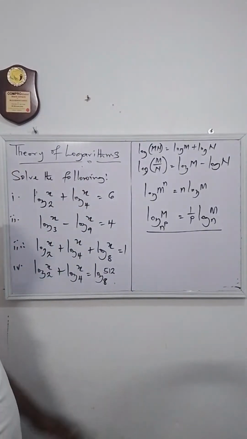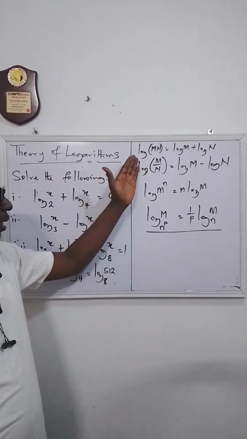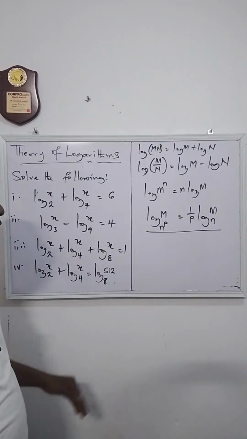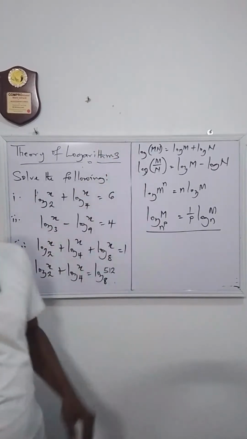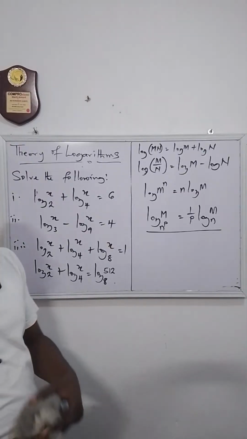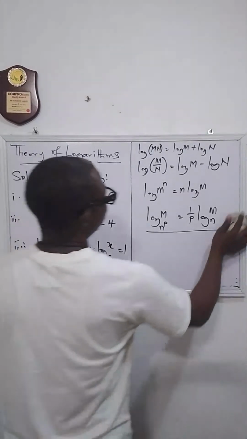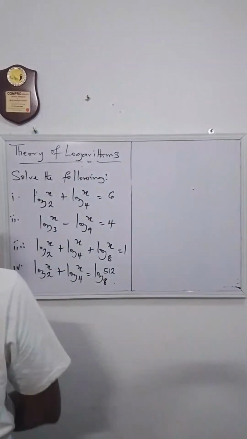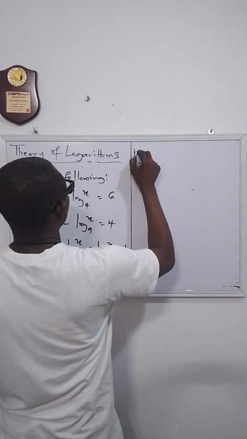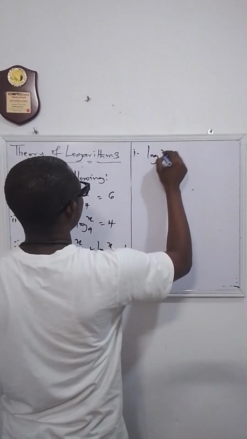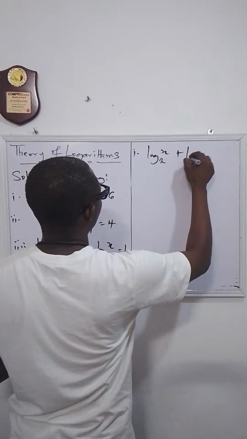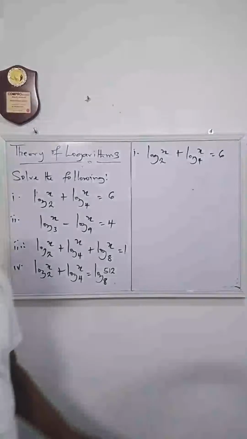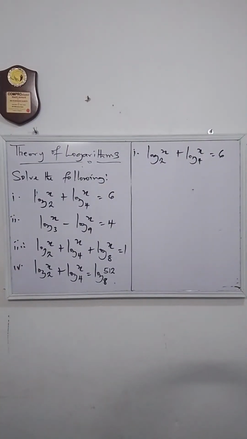All right. So now let us see how we can apply these laws to solve the following problem. Please put this somewhere in your jotter, because we'll be making use of the laws. Now let's look at the first one. Solve log of x base 2 plus log of x base 4 equals 6.